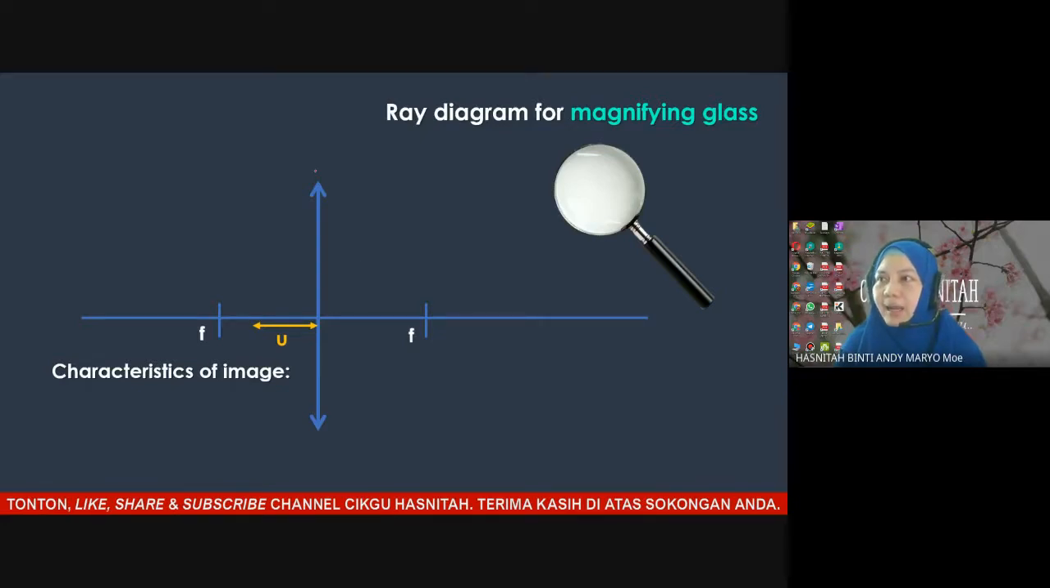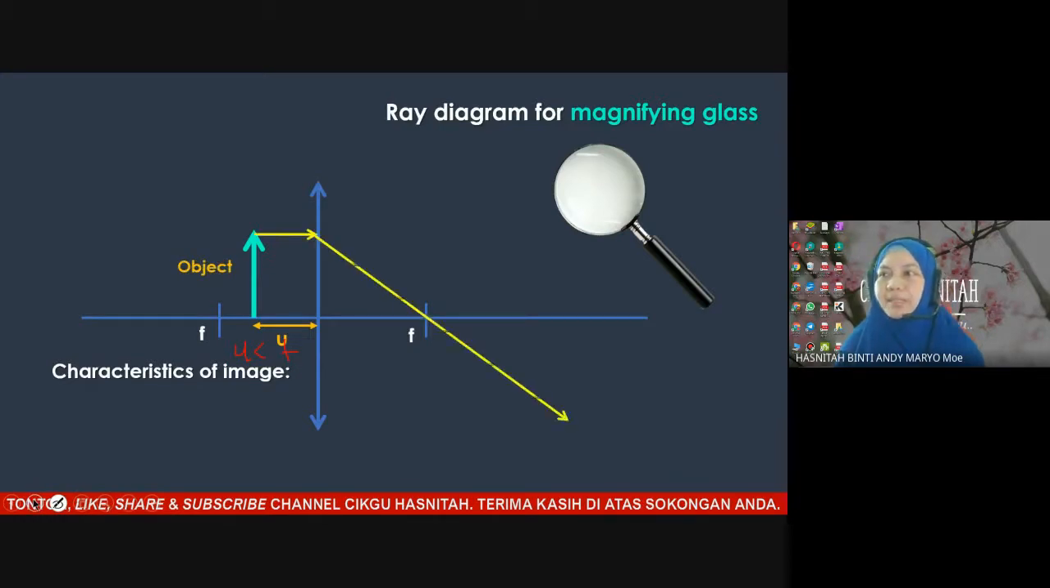This is our glass. This is the focal length. This is where we place our object. The object is placed less than the focal length, so you can draw the ray diagram.